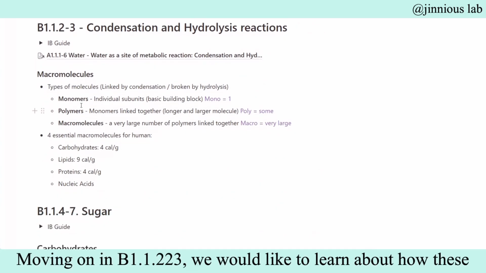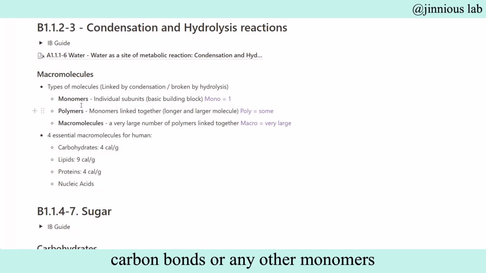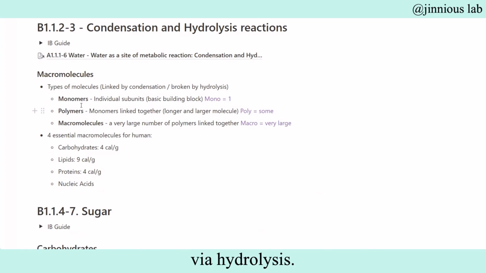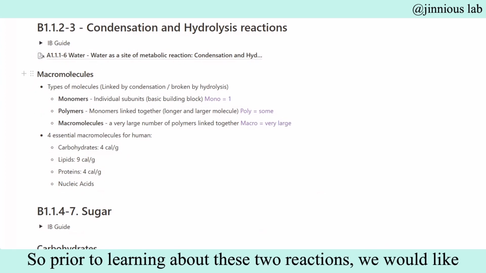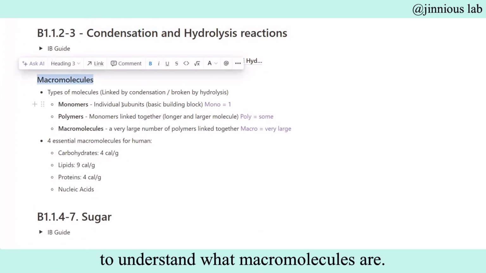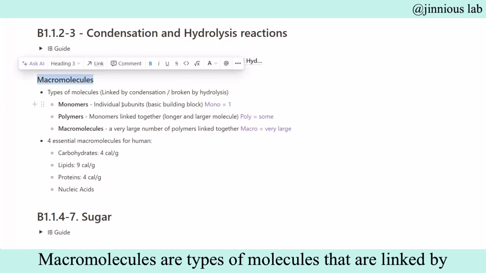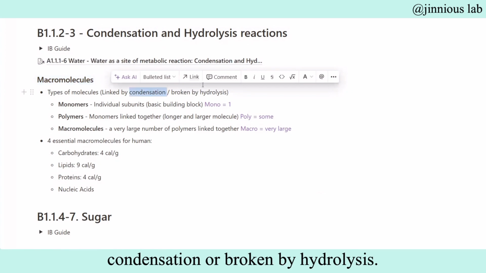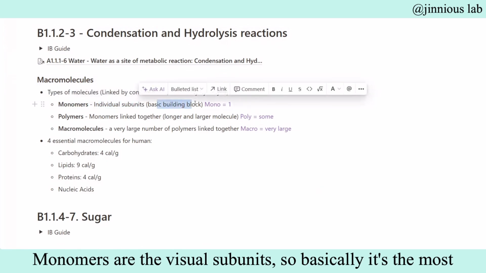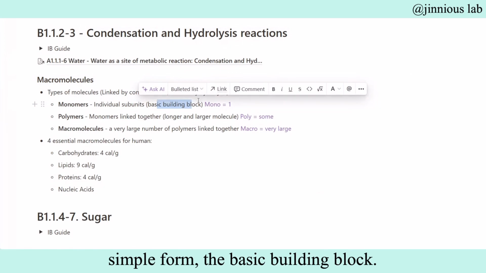Moving on in B1.1.2-3, we would like to learn about how these carbon bonds or any other monomers are built into compounds via condensation or broken down via hydrolysis. Prior to learning about these two reactions, we would like to understand what macromolecules are. Macromolecules are types of molecules that are linked by condensation or broken by hydrolysis. Monomers are individual subunits. So basically, it's the most simple form, the basic building block.